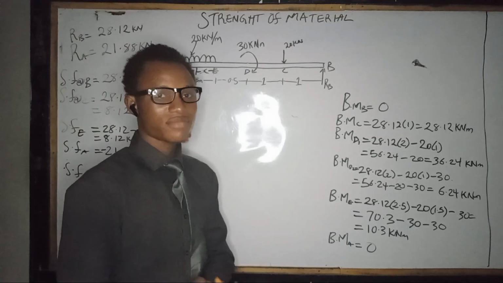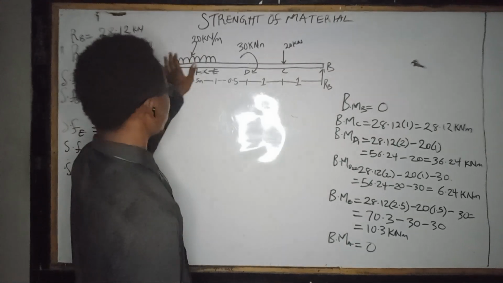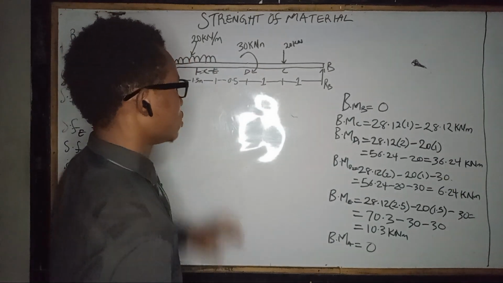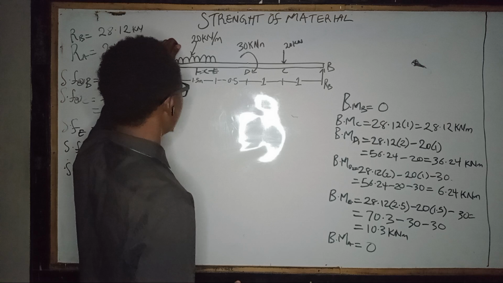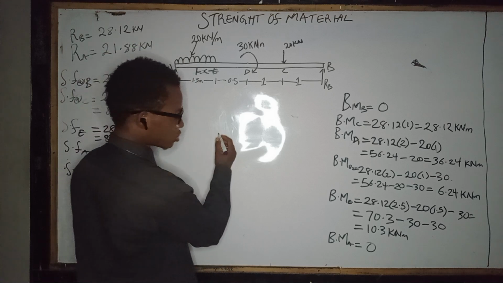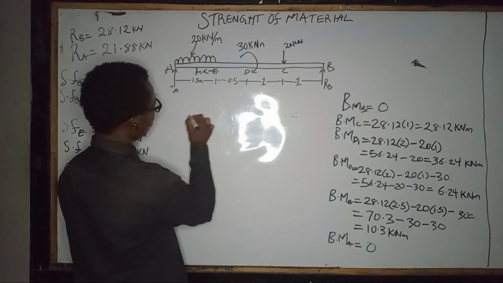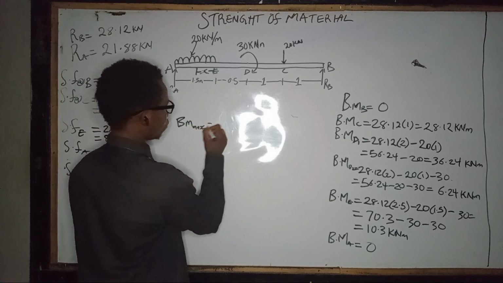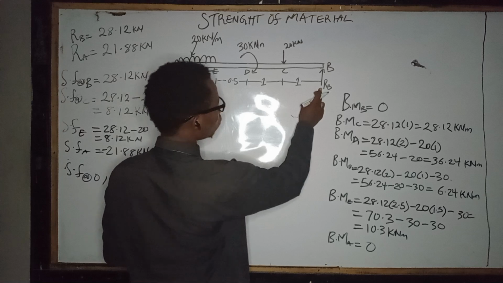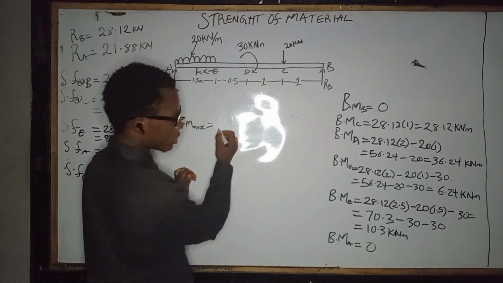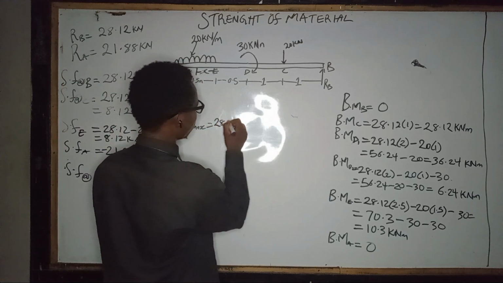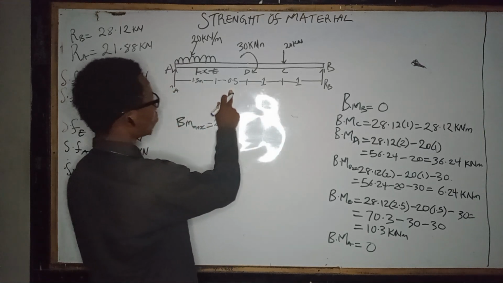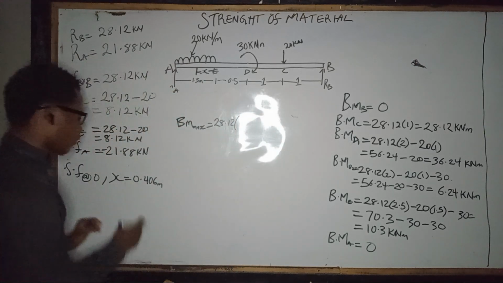So we have to calculate the maximum bending moment at this curve. There will be a parabolic curve here. We have to calculate the maximum bending moment here. So the bending moment at the max point would be equal to, we have RB. RB is 28.12 times 1 plus 1 is 2, plus 0.5 is 2.5, plus the 0.4 meter.